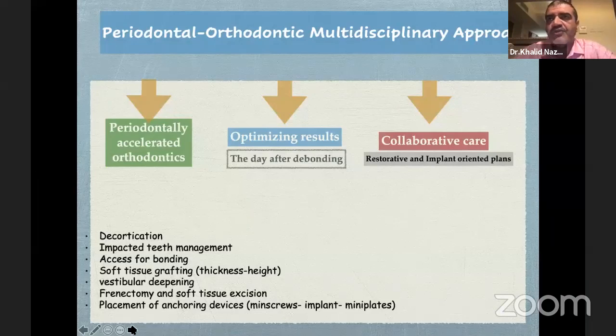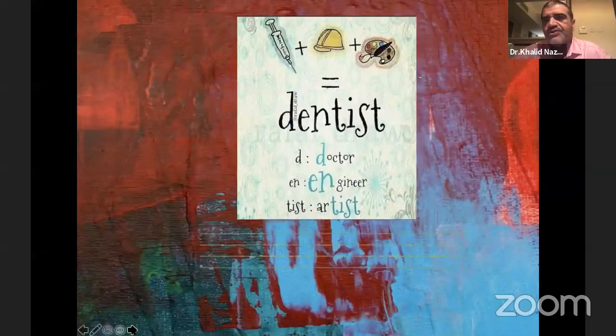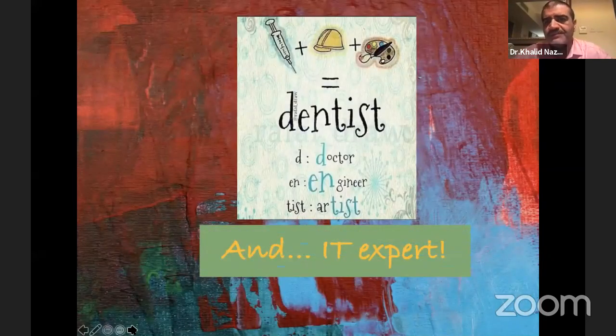The last phase or the last type of collaboration is those complex cases that are not pure orthodontic cases, but orthodontics is just a component of a more complex treatment plan that is usually restoratively driven. So this relationship has evolved throughout the years.